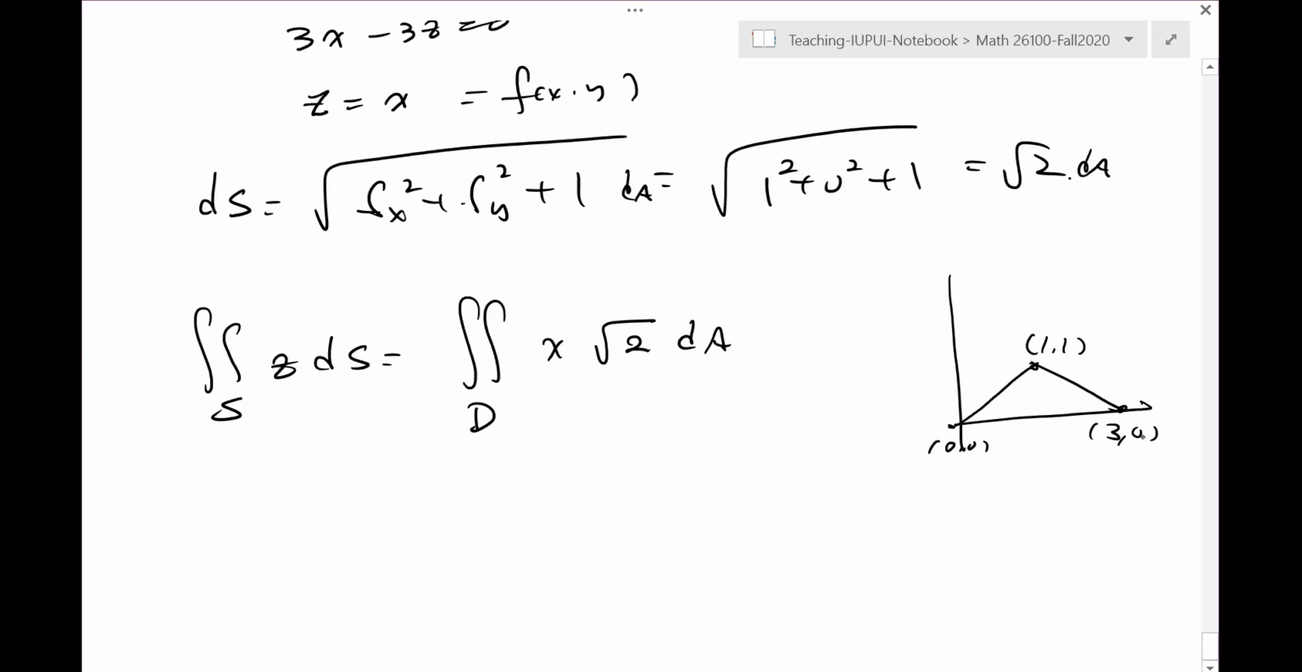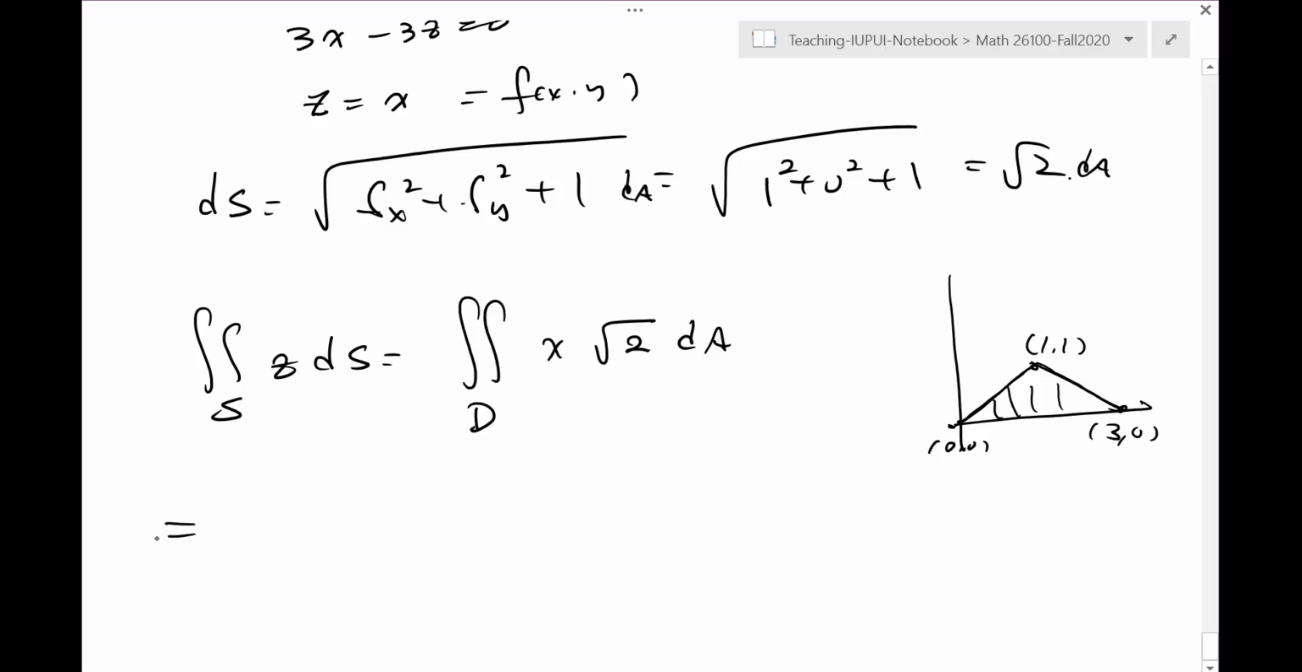How do you evaluate this triple integral? A double integral over this triangle. Well, you have to find the upper bound, using vertical lines. Actually, there are a couple of ways to do it.